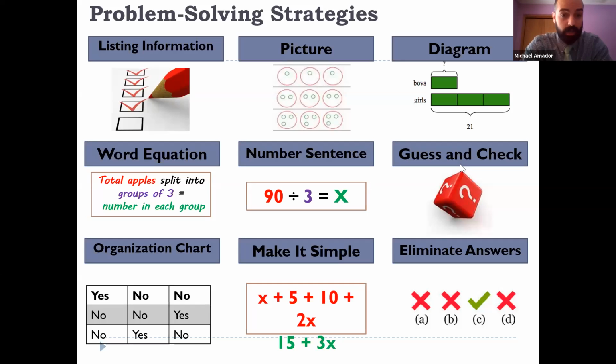We could always guess and check. We can use organizational charts. Make it simple. When you have lots and lots of variables and things that are all on your page, add them together, simplify them so that you don't have a big mess on your paper. Organization becomes very, very important when you solve multi-step problems. And as always, if you have a multiple choice question, you could always eliminate answers that you know don't make sense.